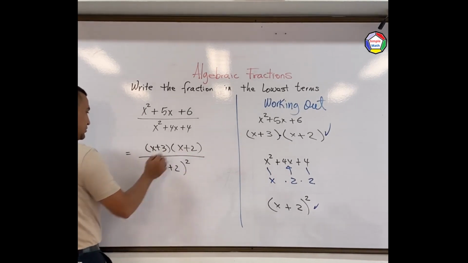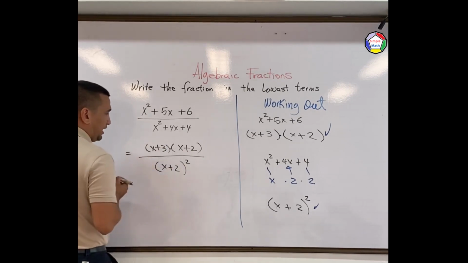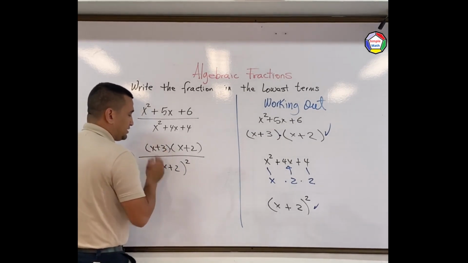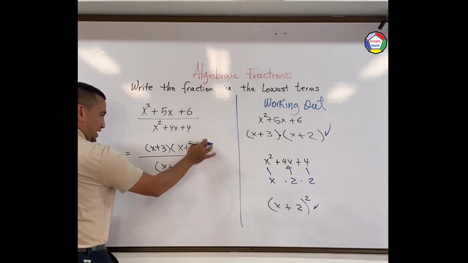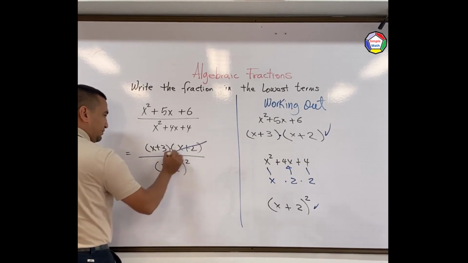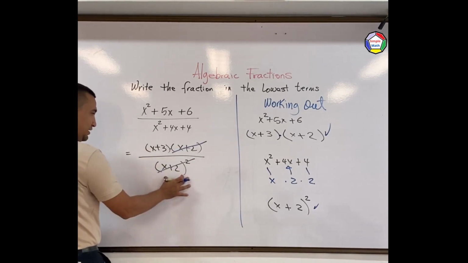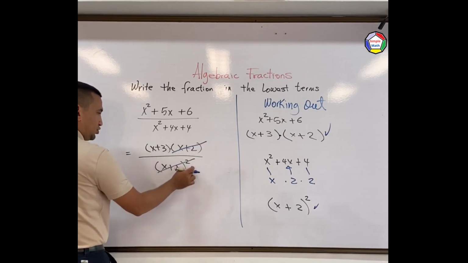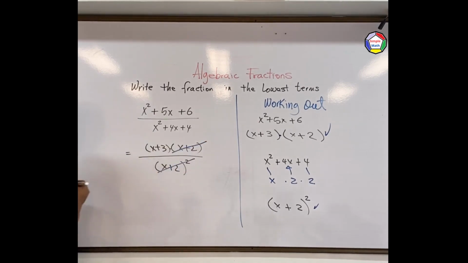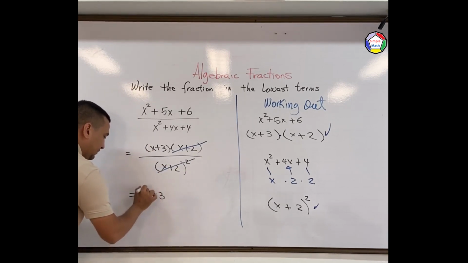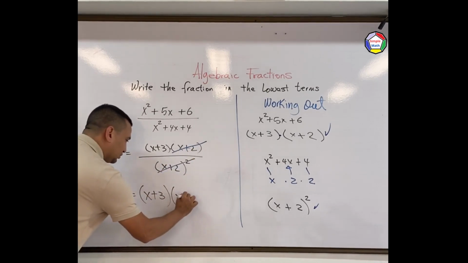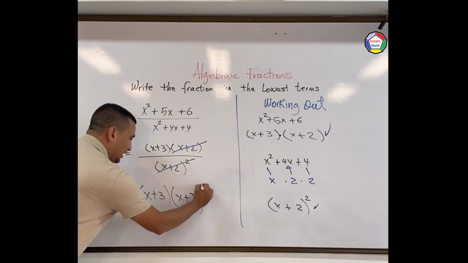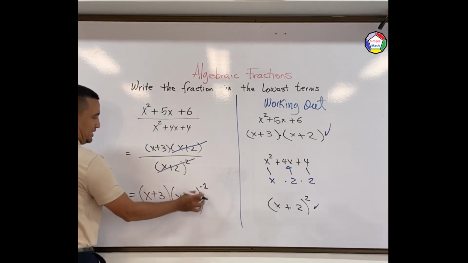Look, x plus 2, and the main operation is a multiplication, so we can cancel this. Remember, the exponent of this parenthesis is 1, and the exponent of this parenthesis is 2, so we simplify this and this. Here, we are going to have 1 minus 2, which is the parenthesis raised to the power of minus 1. Here we have x plus 3, and the other parenthesis, x plus 2, with exponent minus 1.